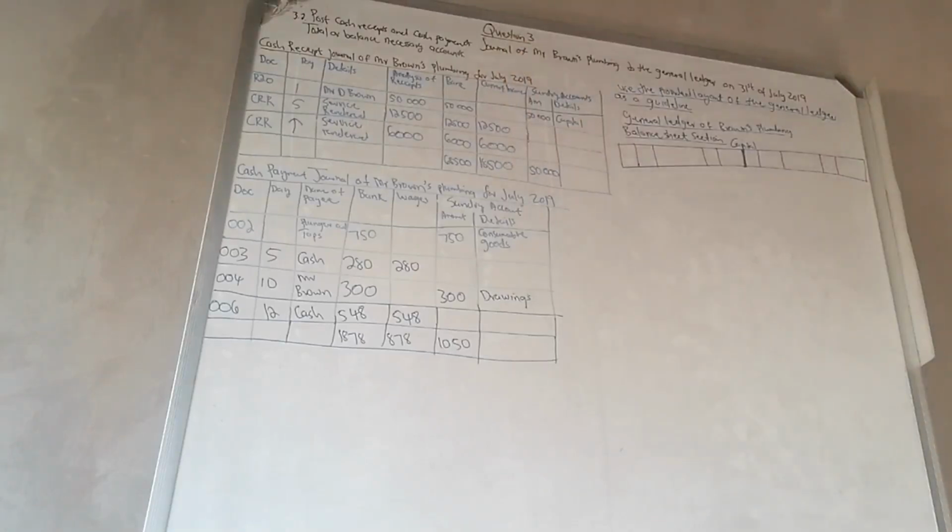We look at the date and the document number. R20, the date. K1, details, Mr. D. Brown. Analysis of receipts, 50,000, sundry account, 50,000. Details again, capital. So we are taking that amount, and then we are recording that amount under the balance sheet section of capital.